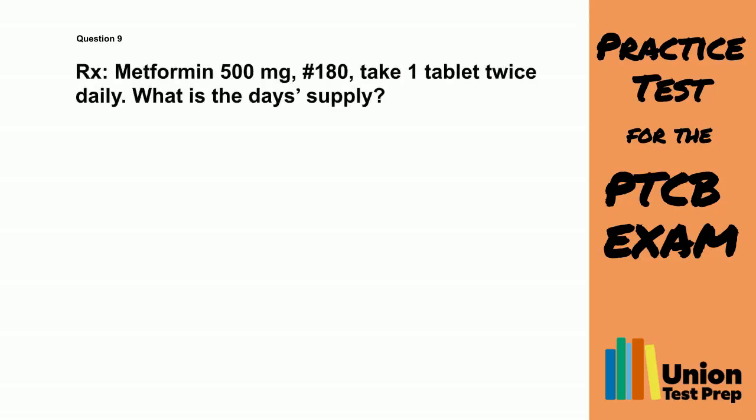Question 9. A prescription reads, Metformin 500 milligrams, dispense 180, take 1 tablet twice daily. What's the day's supply? A. 30 days. B. 60 days. C. 90 days. D. 120 days.